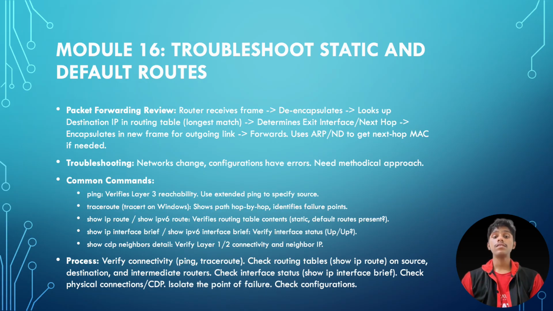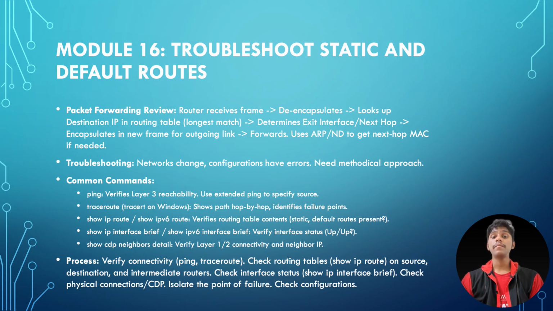And the next, module 16, is the last module, which speaks about how to troubleshoot static and default routes. We start by reviewing the packet forwarding process: how a router uses its routing table to find the best match, determines the exit interface and the next hop, encapsulates the packet in a new frame, and sends it out. Since things can go wrong, troubleshooting is essential.